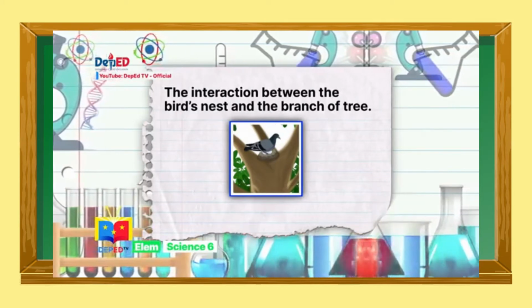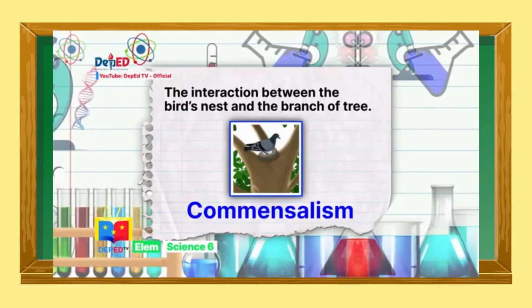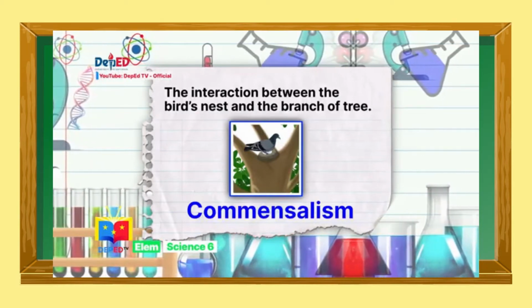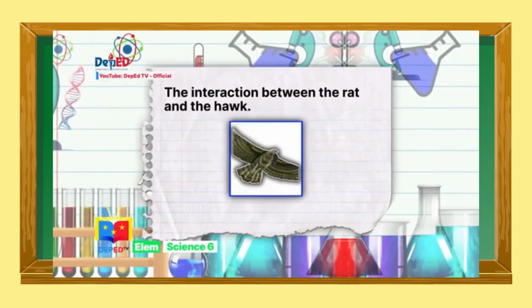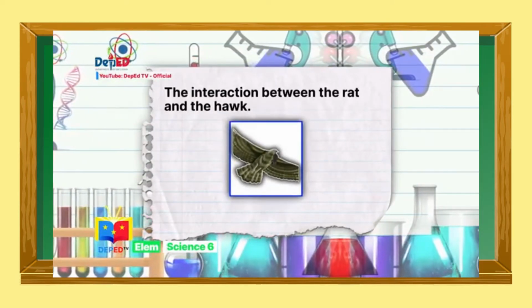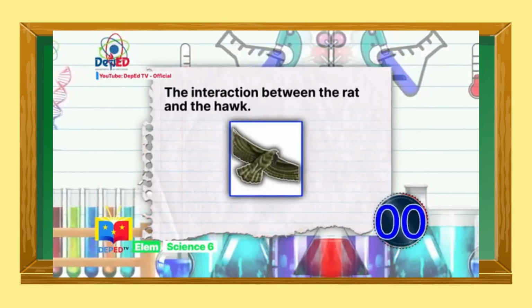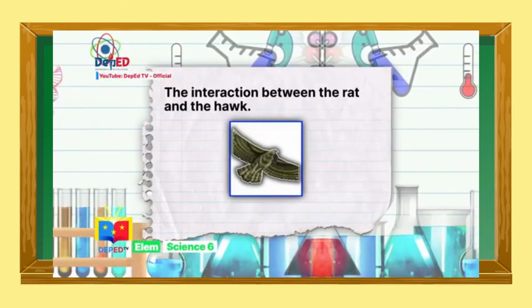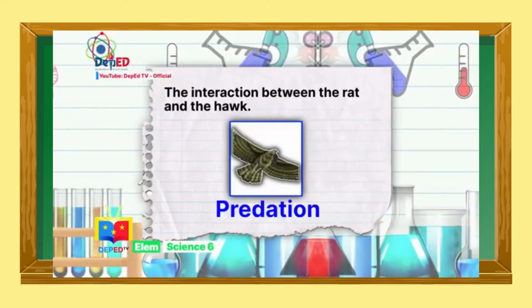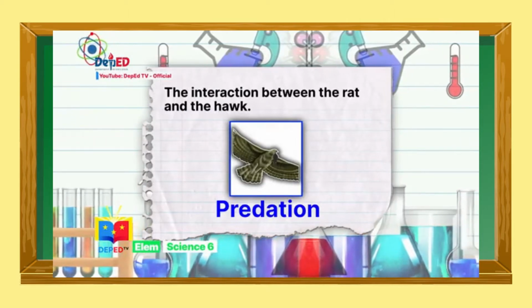That's right. The correct answer is commensalism. Organisms are living together but without harming one another. Number 2. The interaction between the rat and the hawk. That's good. The correct answer is predation. The rat is eaten by the hawk for food. The rat is the prey and the hawk is the predator.